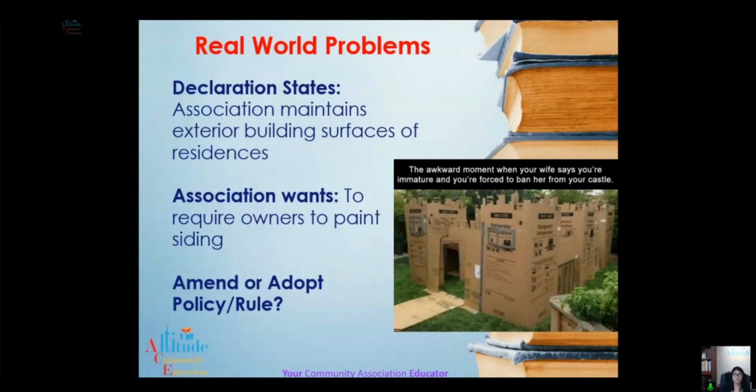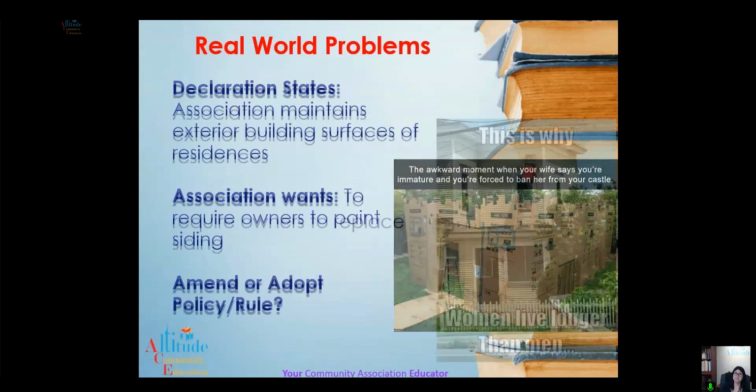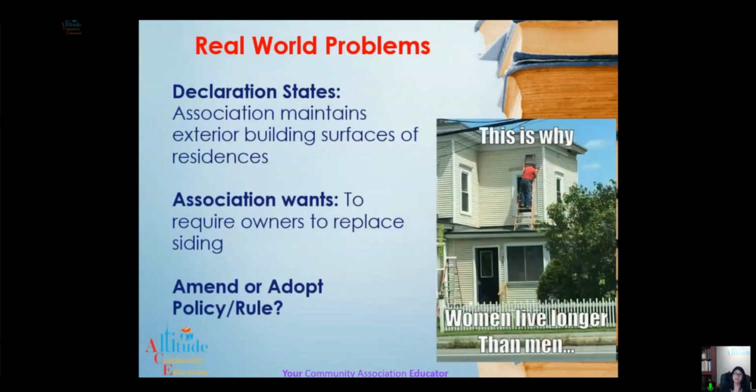So let's look at a slightly different angle here. Same declaration: the association maintains exterior building surfaces of residences. The association wants to require owners to replace the siding. Now, do we need to amend the declaration, or can we do this through a rule or policy? I think you can do it through a rule or policy.